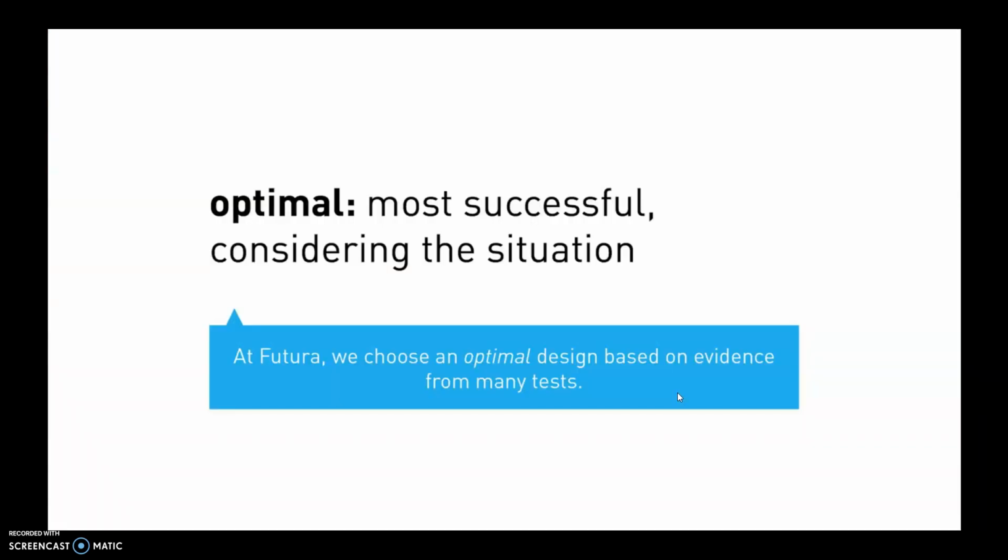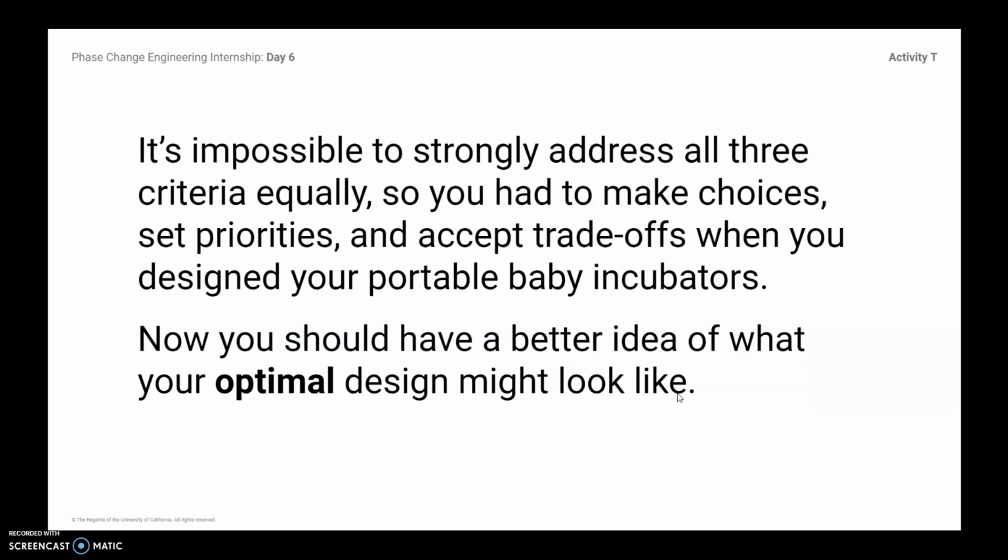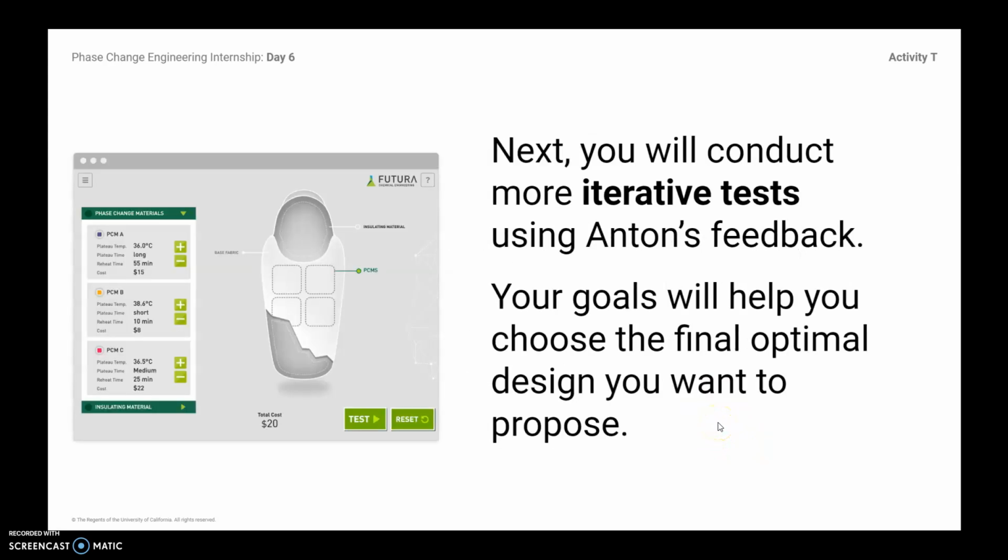All right, we're going to go into final testing. So when we talk about optimal, we want the most successful considering the situation we have. We know there's going to be trade-offs, and it's impossible to strongly address every single thing. So you're going to have to accept some trade-offs when you design your incubators. And you should have a better idea of what an optimal design might look like. So next you're going to conduct the iterative test using Anton's feedback. So your goal is to help you find the optimal design that you want to propose.